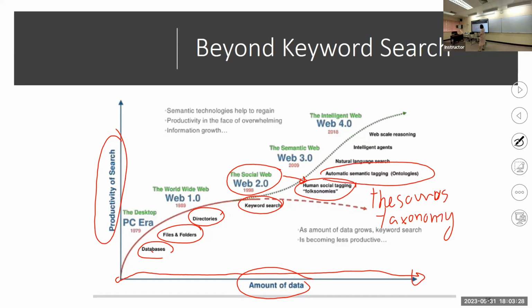There is also automatic semantic tagging, natural language searching. Now you may not type just the keyword, you type the whole sentence of what you want to get. That's also possible now, right? Even Google tries to play itself as beyond search engine as of now, and so on. Intelligent, scale reasoning, and so on. Okay, this is kind of evolution of searching. As the amount of data grows, keyword search is becoming less productive, but still it's the heart of everything as of now.